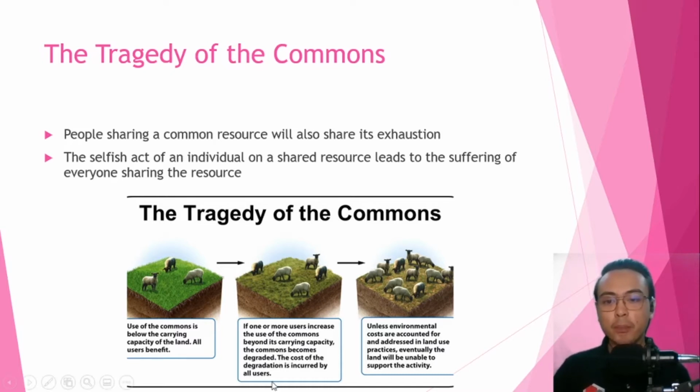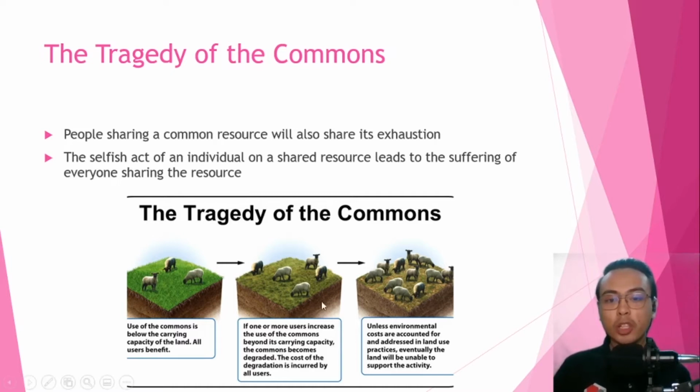So you see here that the use of commons is below the carrying capacity of the land. That means that the sheep are eating what the land can replenish. So that makes it a sustainable system wherein the sheep would eat grass all day long, but then the grass would just regrow the next day so that the sheep could eat again. However, that only works if you have a small number of sheep.